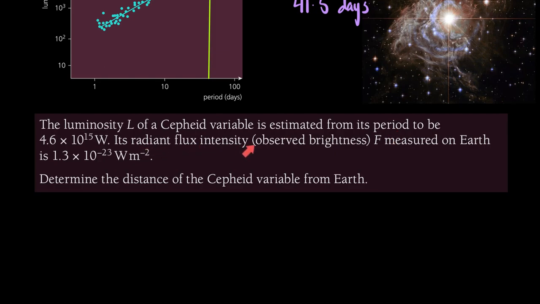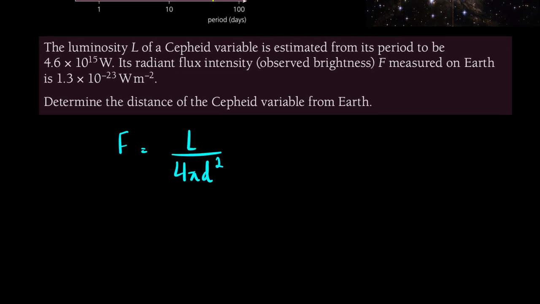Its radiant flux intensity, which we know is small capital F, is measured on Earth as 1.3 into 10 to the negative 23. This is L. If we want to find the distance, we simply use this relationship, that F, the radiant flux intensity, is given by this expression, L upon 4 pi d squared. Let's check out the units: this is in watts, this is in watts per meter squared, so pretty much standard units.